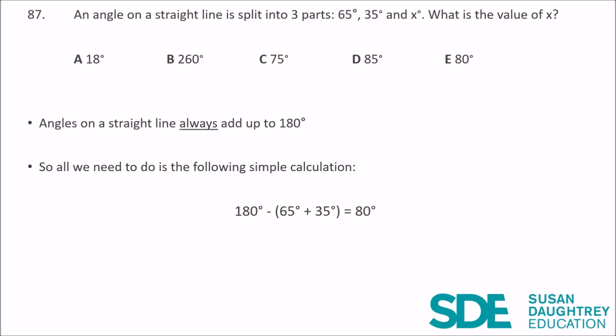180 degrees minus 65 add 35 degrees, which is 100 degrees, equals 80 degrees. So x must equal 80 degrees. My answer is E.